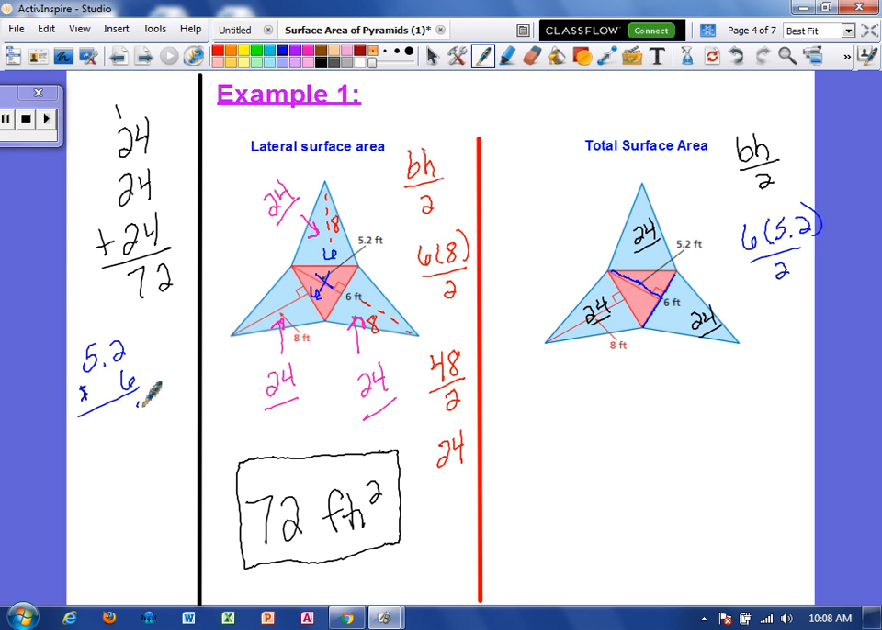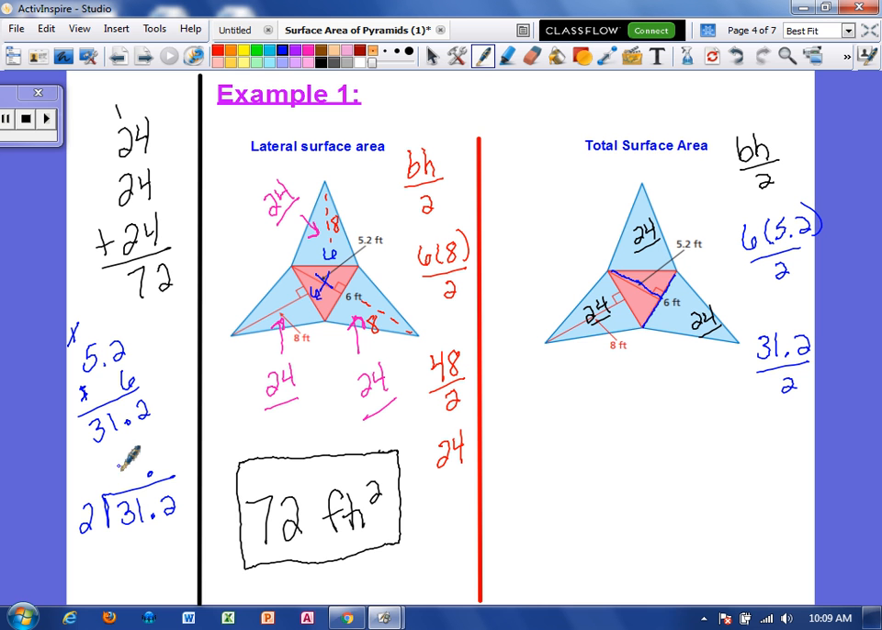Alright, 2 times 6 is 12. 5 times 6 is 30. Plus 1 is 31 with 1 decimal place. So that would be 31.2 divided by 2. I'm going to come back over here and work that out.